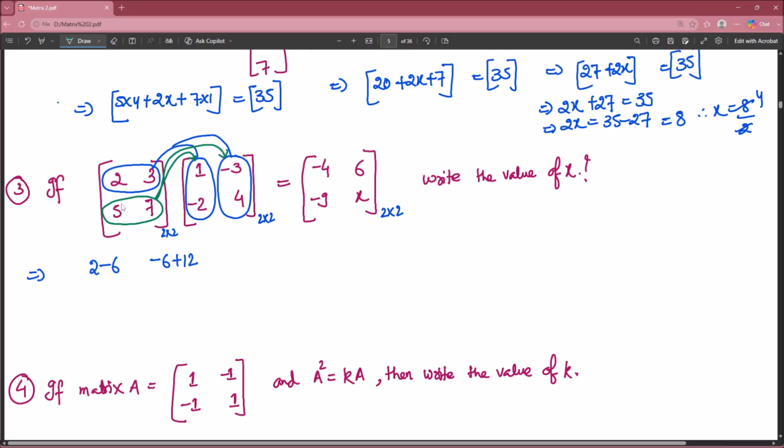So the second row is multiplied by the first column and then the second column. So we have 5 into 1 is equal to 5, and 7 into minus 2 is equal to minus 14. Next, 5 is multiplied with minus 3, that is minus 15, and 7 multiplied by 4 is equal to 28.